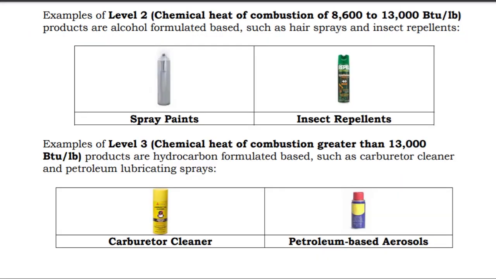Examples of level 2: chemical heat of combustion of 8,600 to 13,000 BTUs. Examples of level 3: chemical heat of combustion greater than 13,000 BTUs.